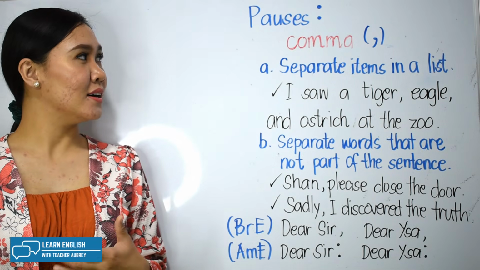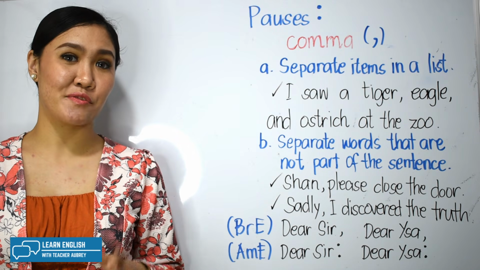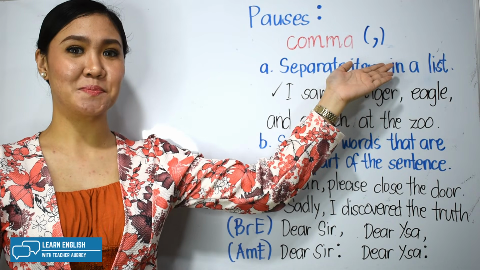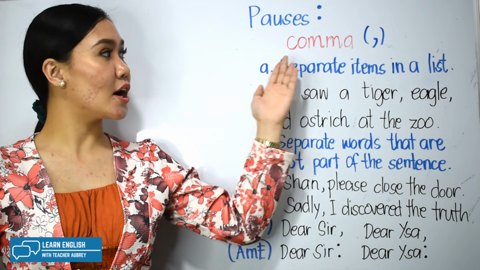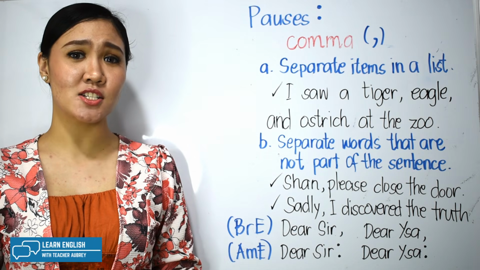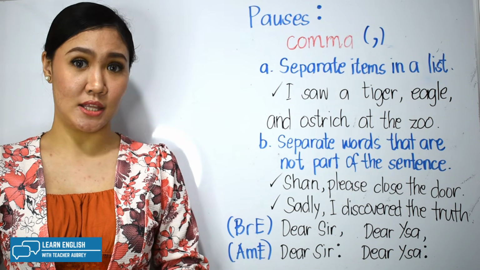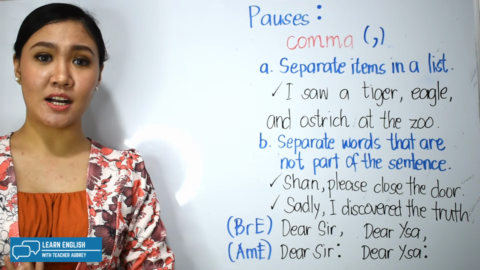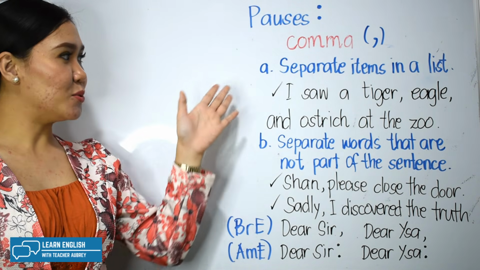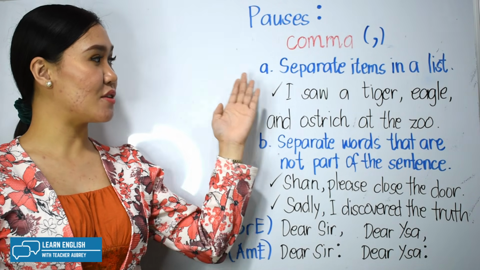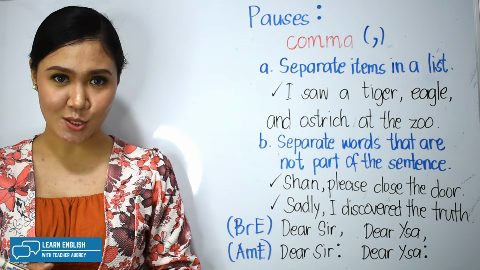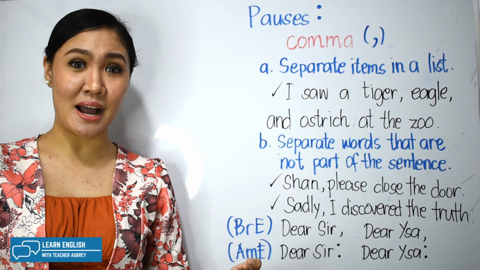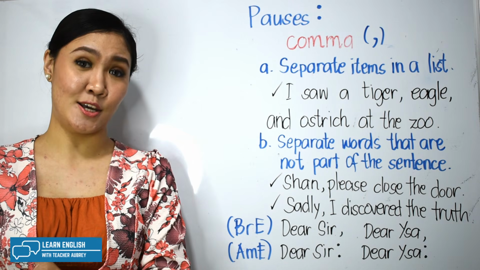Let's now have the first kind of punctuation mark for pauses. We have comma. It's not comma, it's comma. Or in Filipino, tinatawag natin siya na kuwit. May apat tayong pinagagamitan ng comma or kuwit. Unahin muna natin itong dalawa. Una, ginagamit natin siya for separate items in a list. Or mayroon tayong mga nais sabihin na iba't ibang bagay na kabilang doon sa category na yon.